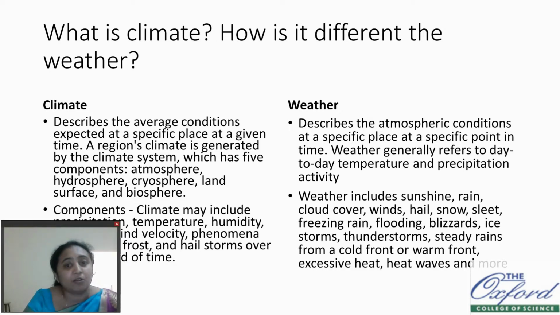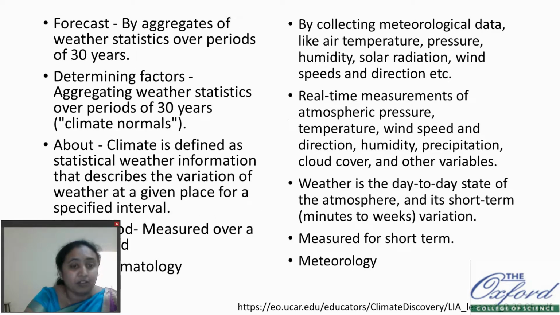For example, at Oxford College of Science, the weather today is described by the temperature today, whether it is raining or not, and whether there will be any change in the wind patterns, etc. But climate is about what changes happen over a long period of time, with the same parameters like changes in temperature, or humidity, or snowfall, etc. Climate change is generally recorded over a range of 30 years, looking at all the changes that are happening.